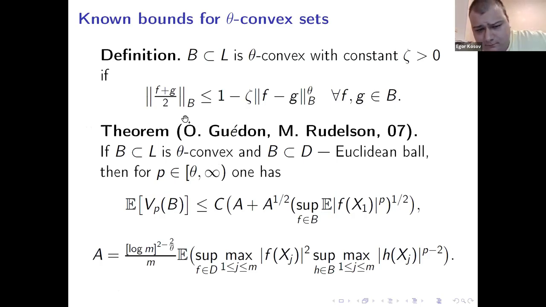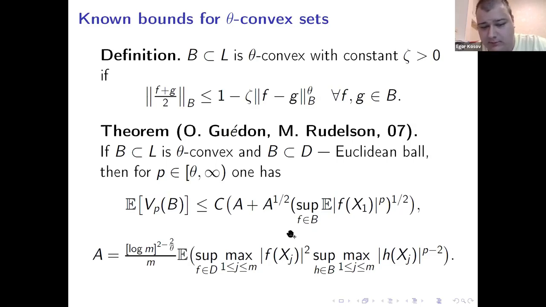And the result of Guédon and Rudelson, which I present already in the reformulated form, they have the result for the approximation of L_p norms of random vectors, and I reformulated it here for functional spaces. So assume that we have a uniformly convex set which is contained in some Euclidean ball. Then for any p in this range, one has a similar estimate to Rudelson's, where A is such a big expression.